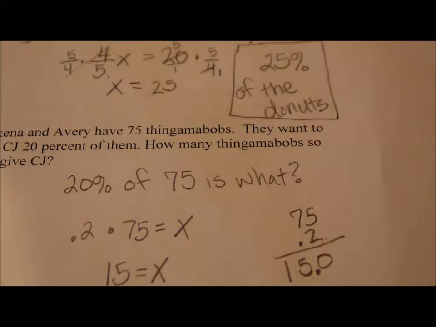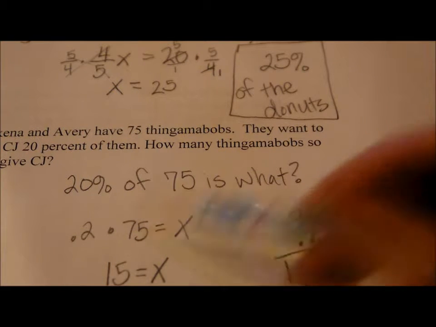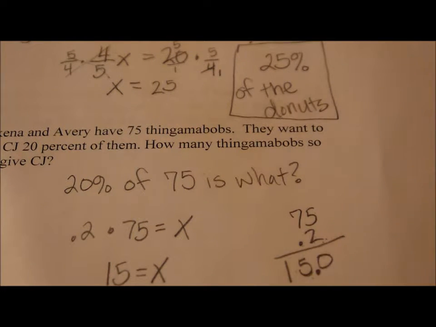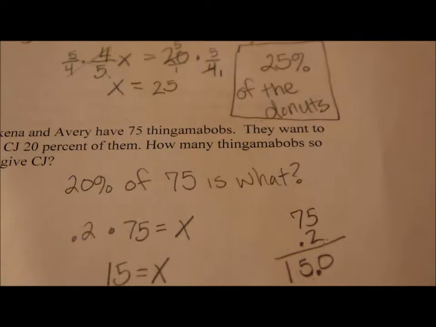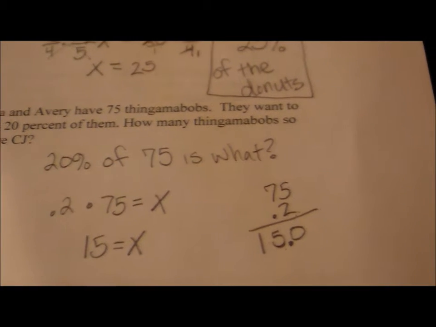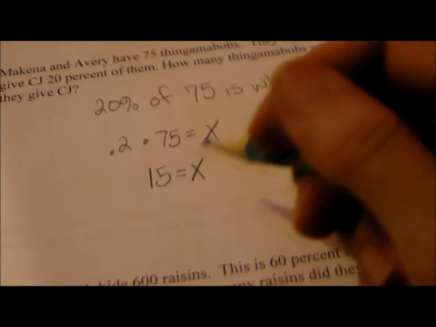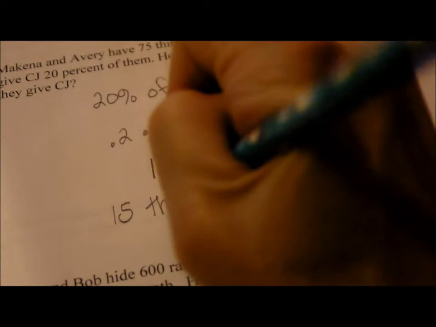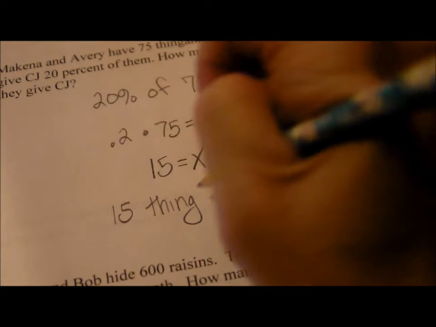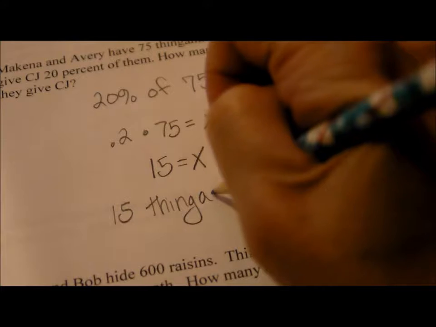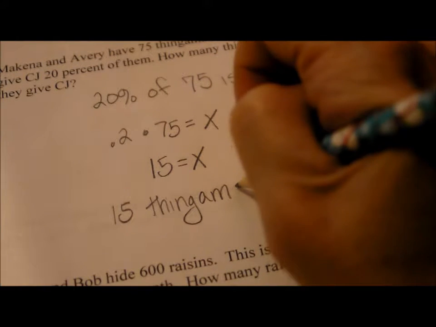And I think, okay, does that make a reasonable answer? And I do. I know that 7.5 is 10% because you just move the decimal over to find 10%. So 15 is actually double 7.5. There's a lot of ways to do mental math to decide that, yes, that is a reasonable answer. So 15, now remember we like to label our work. So 15 thingamabobs, and make sure you spell thingamabobs right. I just learned how to spell it tonight. Thingamabobs.